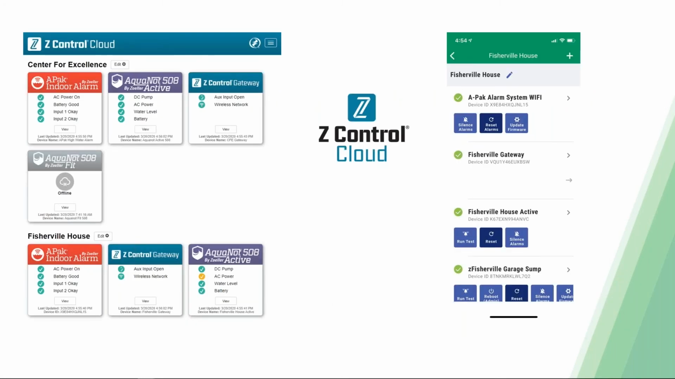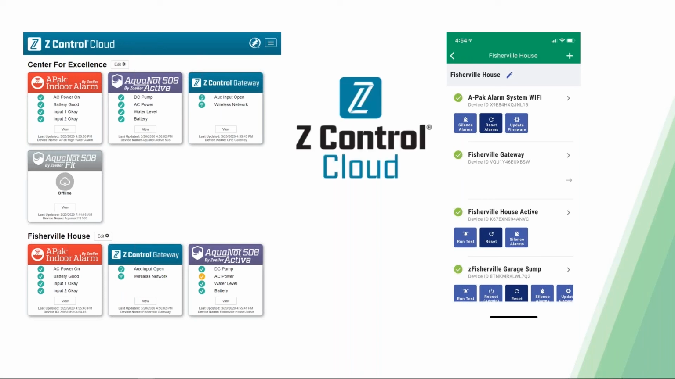So this is just basically what the interfaces look like. On the left, it's the web interface. You've got the website itself, and you can see the Aquanaut Fit there in the Center for Excellence location. You can see what it looks like when something's offline. It won't be colorful. It'll say offline. It'll be grayed out. And then on the right, that is a screenshot of the app. We'll get back to that app screen in a second.